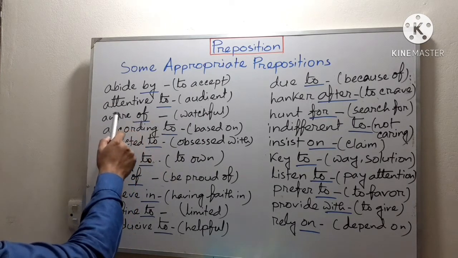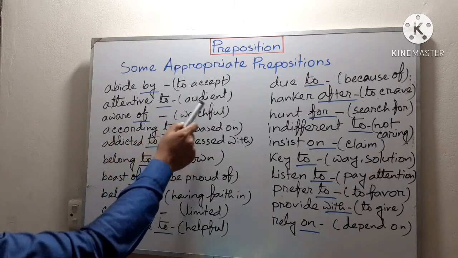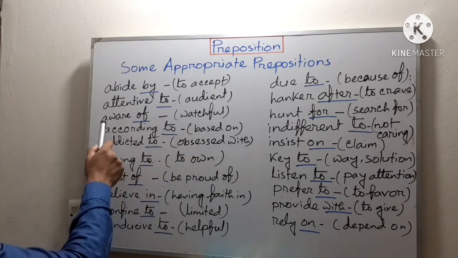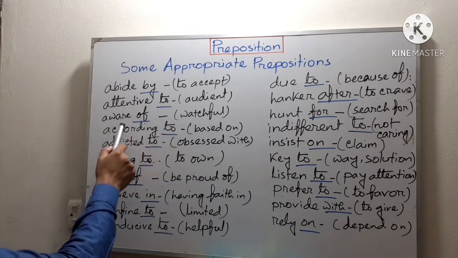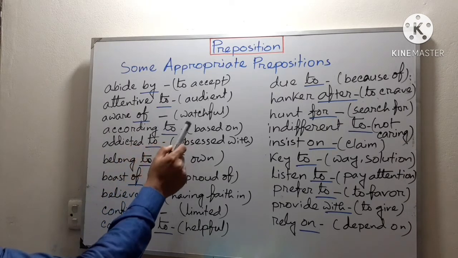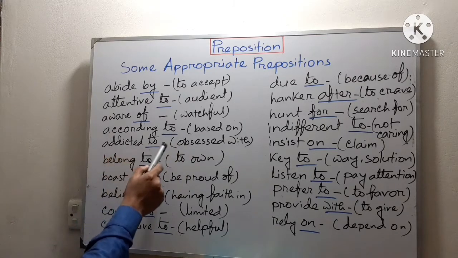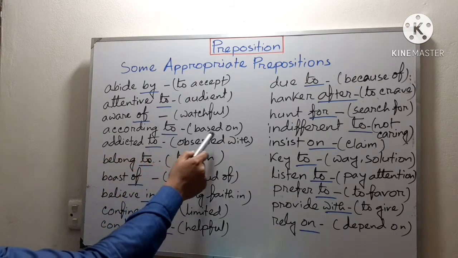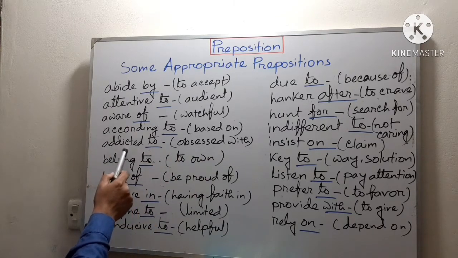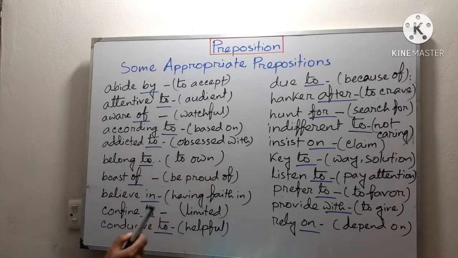Then the word attentive is followed by to, to mean obedient or to listen to something attentively. Then the word aware is followed by of to mean watchful. Then the word according is followed by to to mean based on. Then the word addicted is followed by to to mean obsessed with.